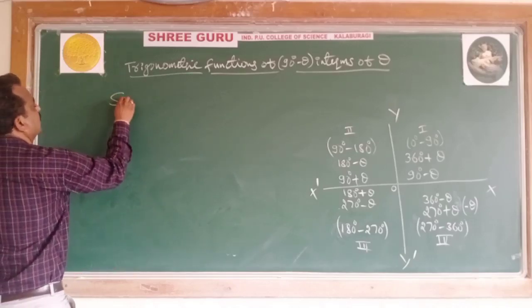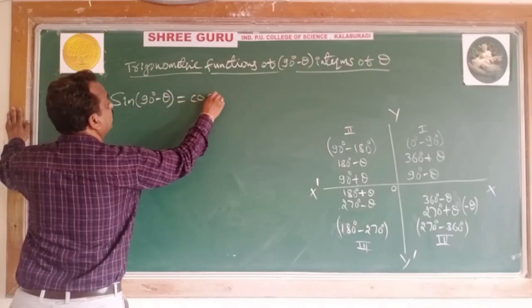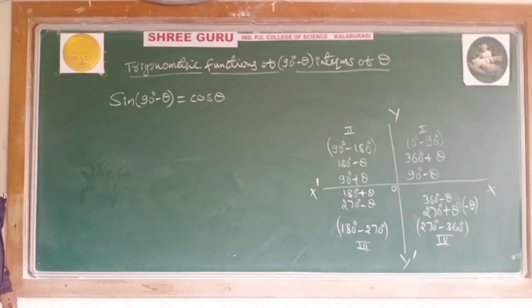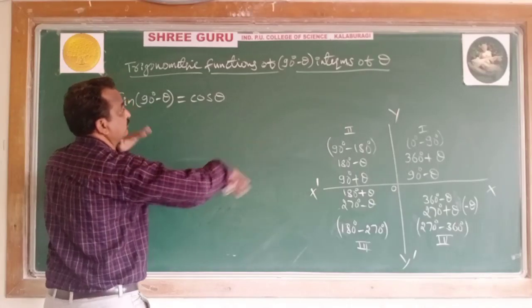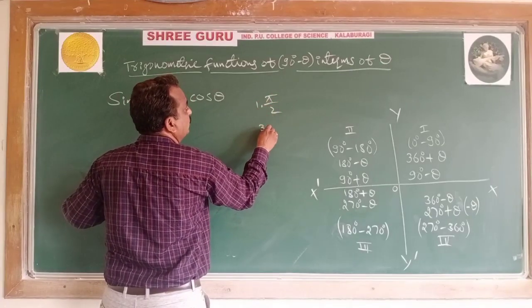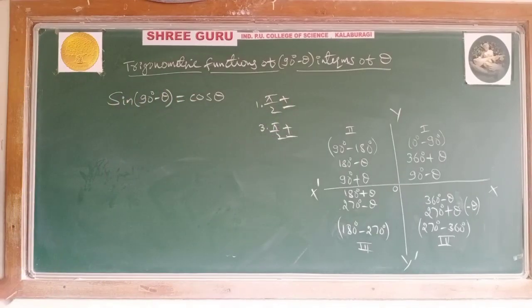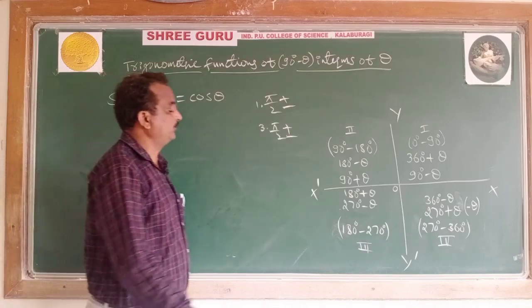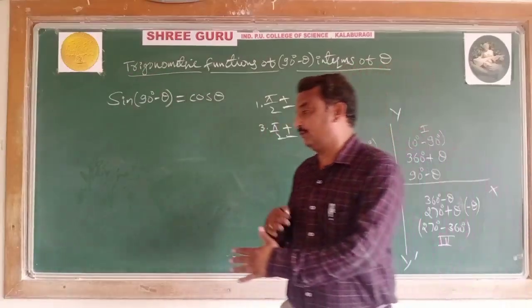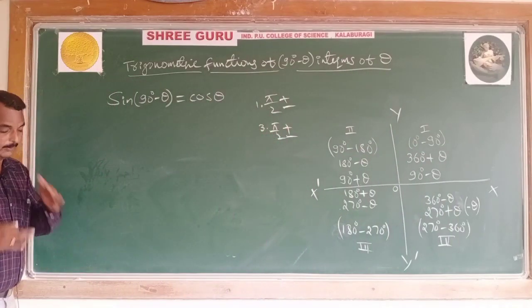See the students. Sine of 90 degree minus theta becomes cos theta. You might have studied this in the previous 10th class. Sine 90 minus theta changes to cos theta. See how to remember: odd multiples of pi by 2, either plus or minus, are changed. The functions are changed by their co-functions. Odd multiples of allied angles are changed by their co-functions.